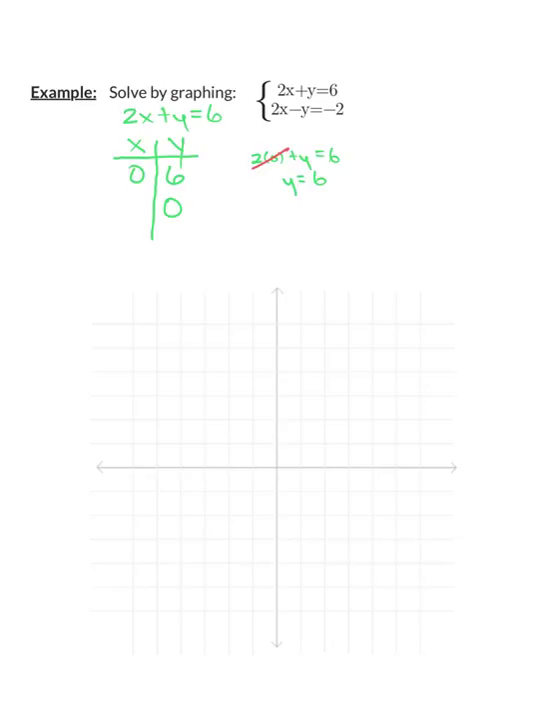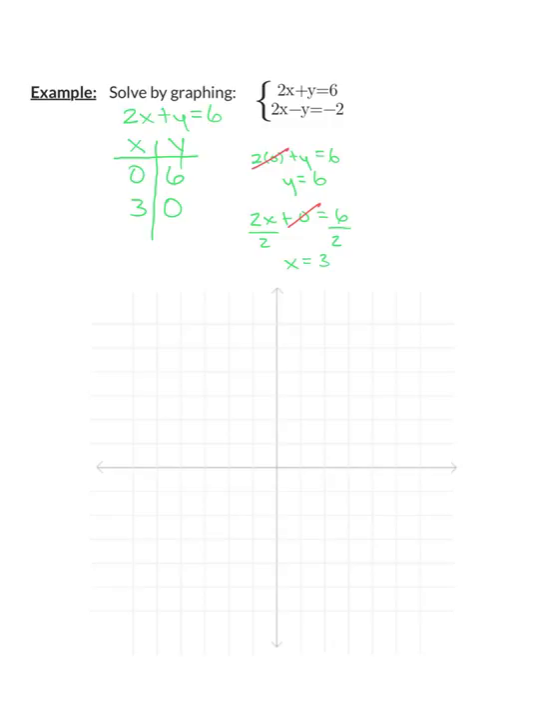If I plug in 0 for y, I get 2x plus 0 equals 6. My y term goes away, and if I divide by 2, I get x equals 3. So there are my 2 points for my green line. So let's go ahead and graph this.